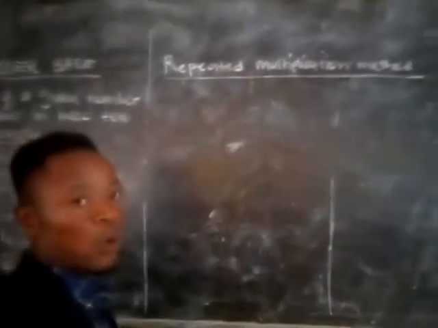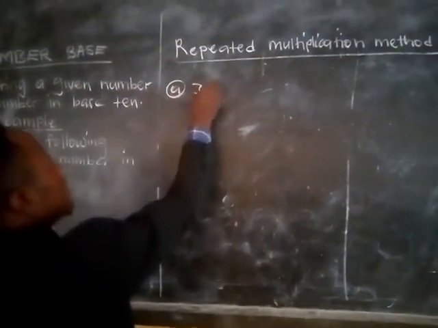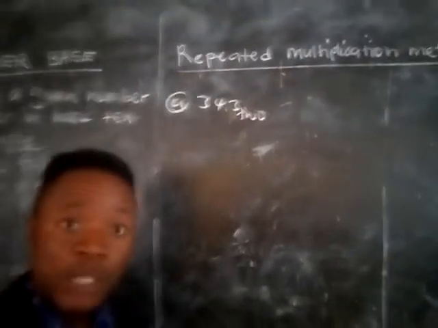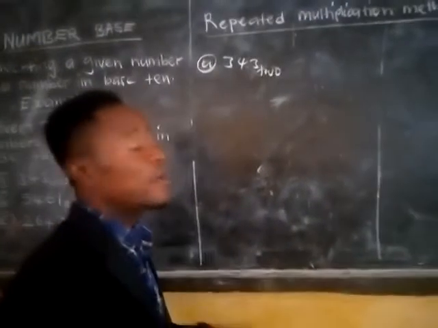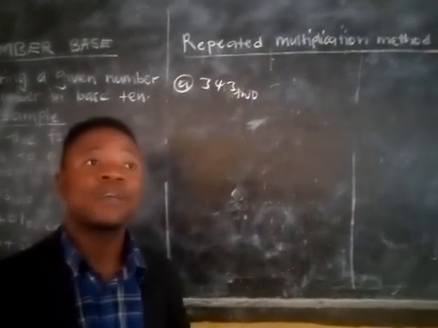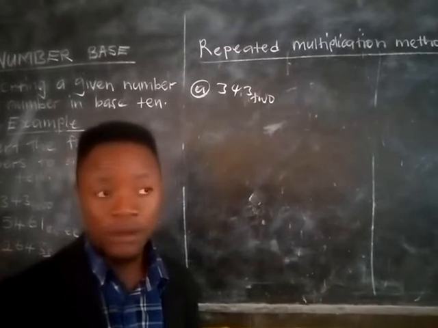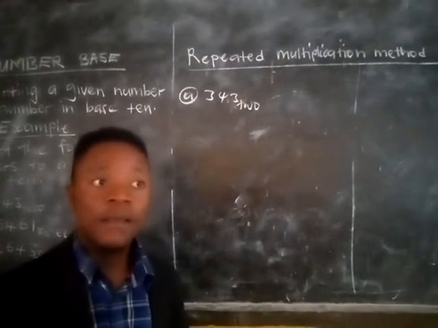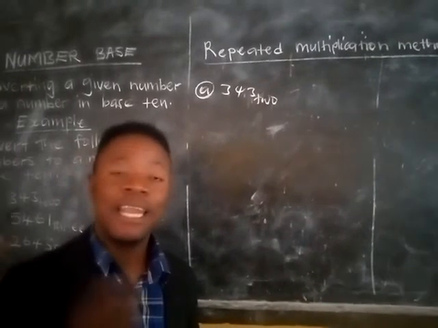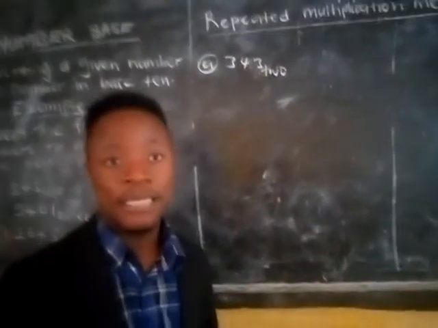All right, so we want to convert the number 343 base 2 using the repeated multiplication method. And how do we do that? The first thing to do is make sure the first digit is multiplied by the base. After that, you add the second number to the answer, and after that, you multiply again. Always make sure the last digit is added to the final answer.